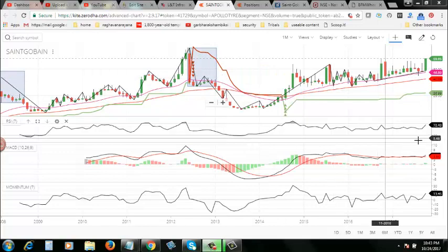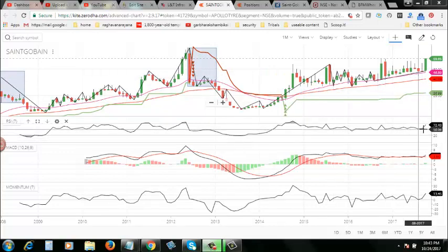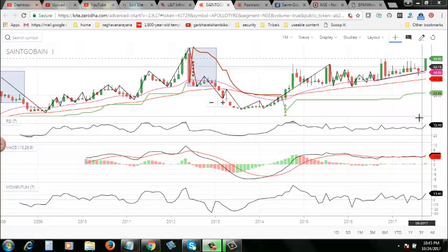Look at the RSI right now. It is trying to touch the top line, the 80 line. And look at the tip of the RSI. It is going in the upward direction. It's a very good sign, which is in sync with this price rise here.